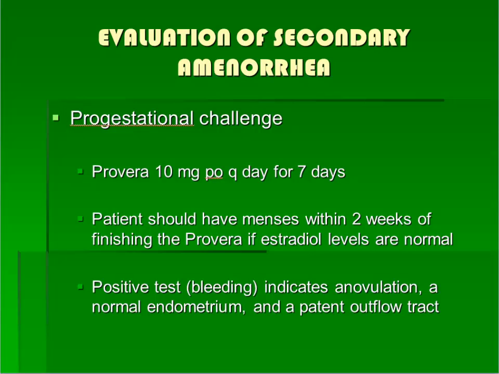If a progestin is supplied to the patient for a week, it replaces the progesterone that would have been made after ovulation. Withdrawal of progesterone is what elicits a normal menstrual bleed, so stopping the progestin medication after a week should lead to a menstrual period. Bleeding after a progestational challenge confirms the presence of anovulation.